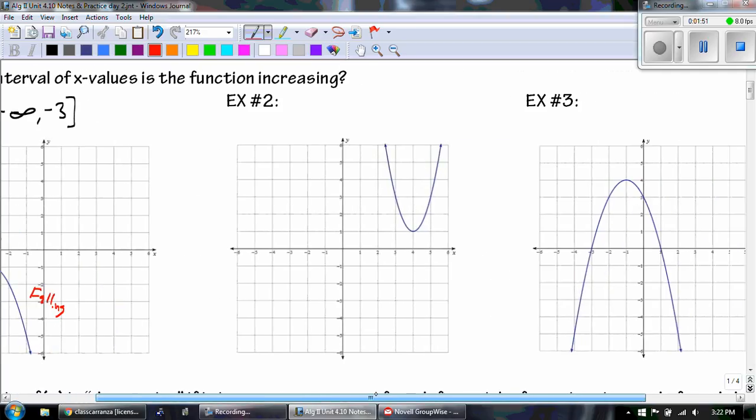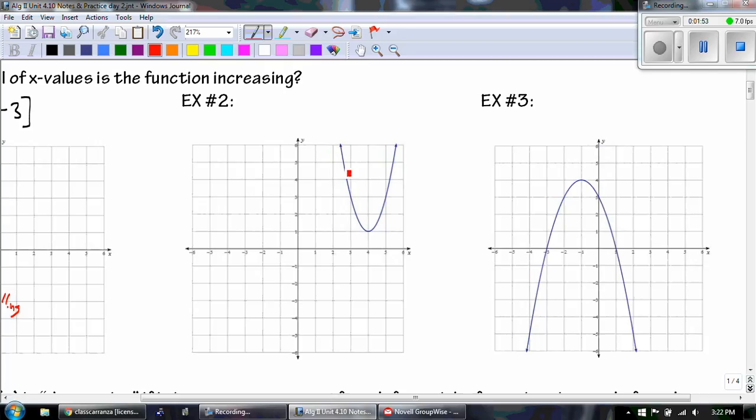Now it changes. It's not always the left side, because if you look at this graph, I'm falling on the left, and then on the right side is where I'm rising. So I start my rise, and then I keep on going. This time I start at 4, and keep going to positive infinity. So our interval would be 4, comma, positive infinity.